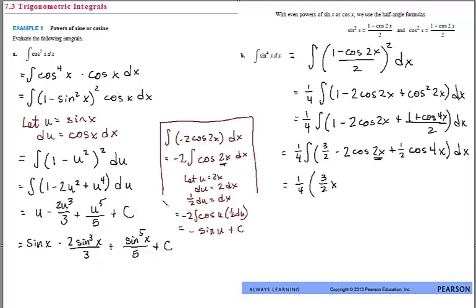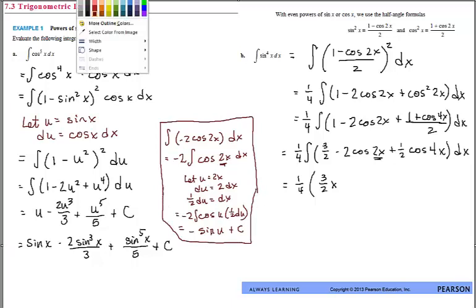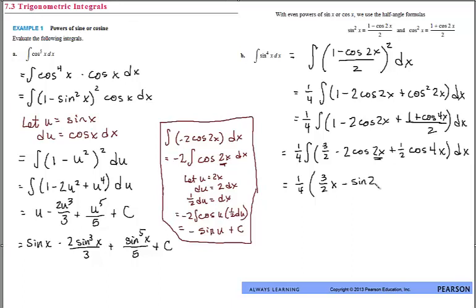So when I go to write in right here, I'm going to write negative sine of 2x. This 2 was absorbed with this one here because of the 1/2, and that's going to happen similarly here. I'm going to get plus 1/8 sine of 4x, and then this is going to be the plus c at the end, and then I'm going to distribute that 1/4 all the way through.